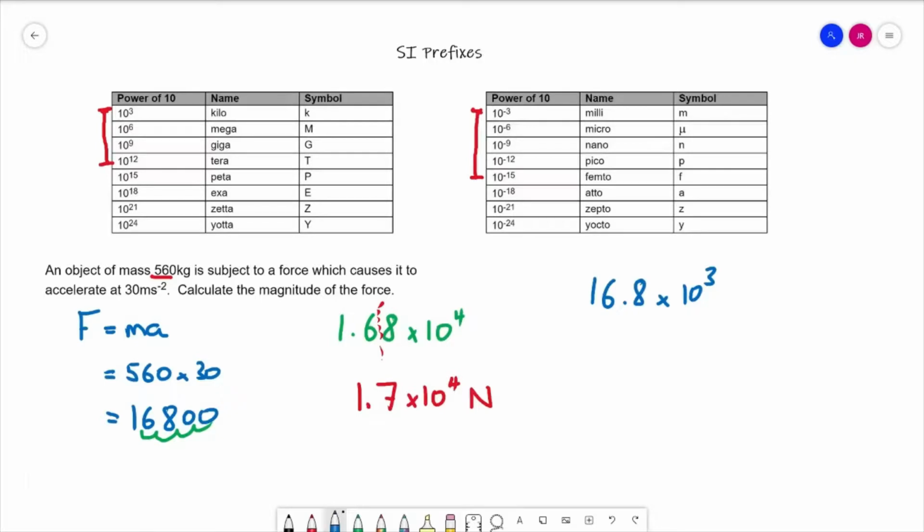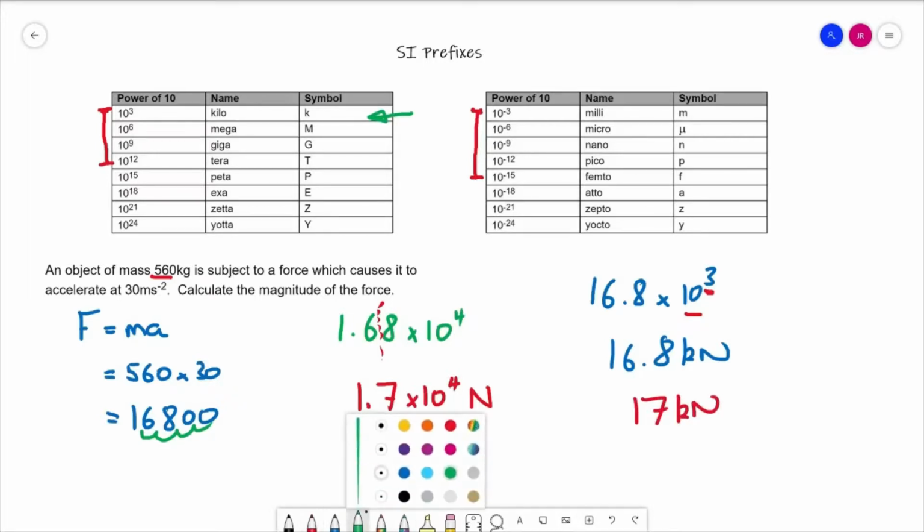Now, because we've got a 10 to the power of some multiple of 3, we can now go back up to the SI prefix table and select the correct SI prefix, which in this case would be kilo. That can then be written as 16.8 kilonewtons. But of course, if we wanted to round that to the correct number of significant figures, which in this case is 2 sig figs, then we would write that as 17 kilonewtons.